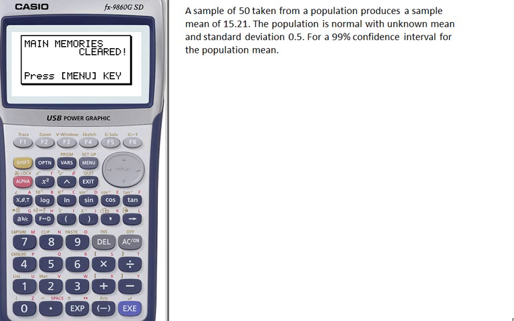In this example, we're going to be asked to calculate a 99% confidence interval for a sample mean. That sample mean is of size 50, and it turns out it's 15.21. We know it comes from a normal population, which has an unknown mean, but a standard deviation which is known and is 0.5. There's bits of information we can already get down on paper.